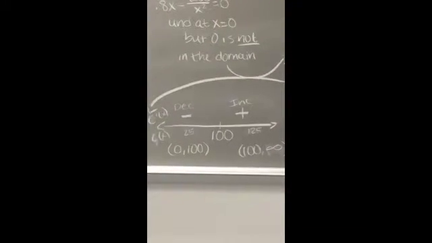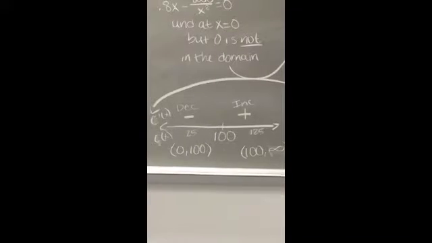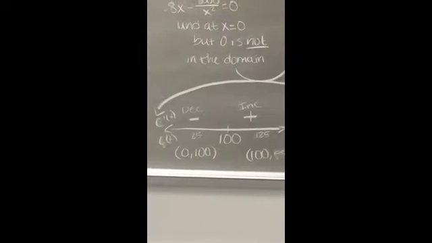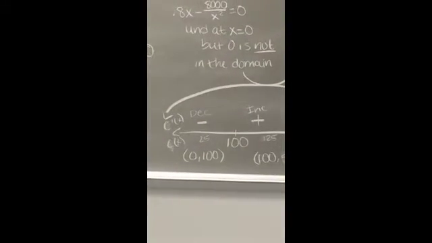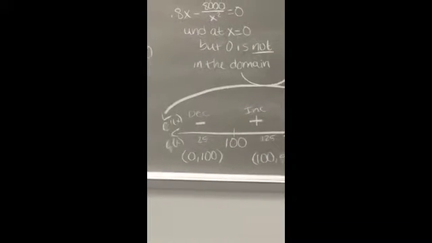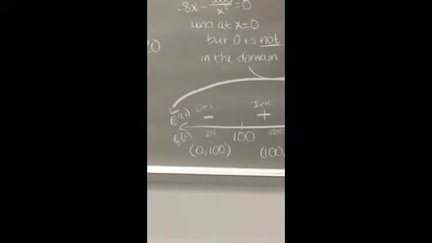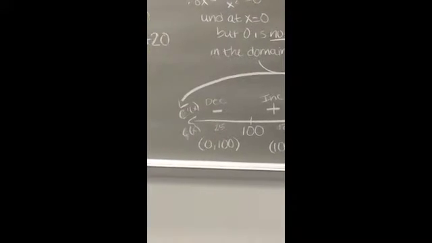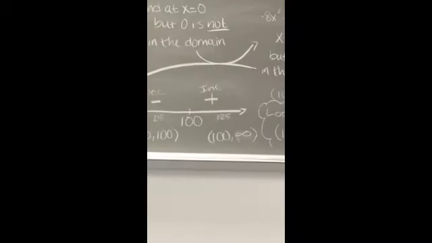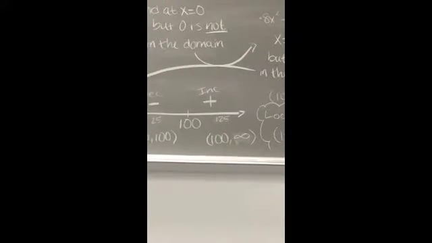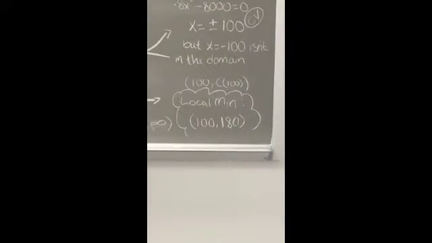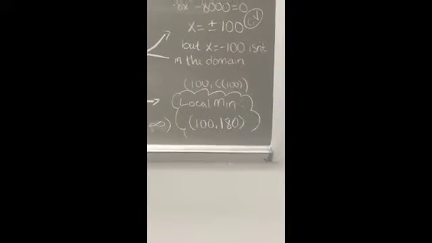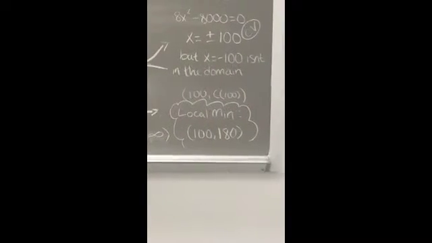So the sign chart has the 100 right there, and we are going to plug in numbers from the left and the right. So I plugged in 25 into c bar prime of x and got a negative number. So therefore it is decreasing from 0 to 100, and it's 0 because x is not defined under 0 or at 0. The number that I took to the right is 125 and got a positive number, and it's increasing from 100 to infinity. Therefore, the local min is 100 and 180, because I took 100 and plugged it into the original equation and got 180.